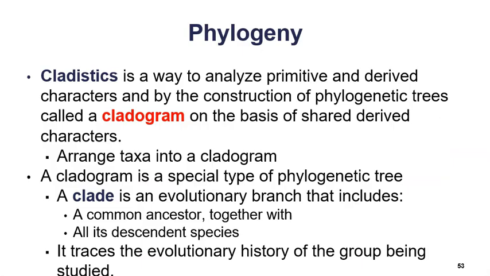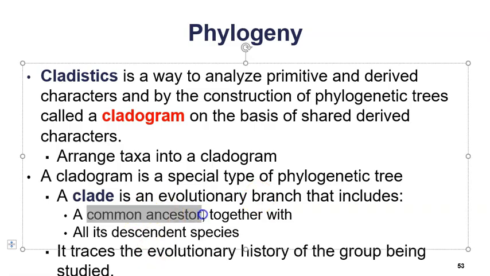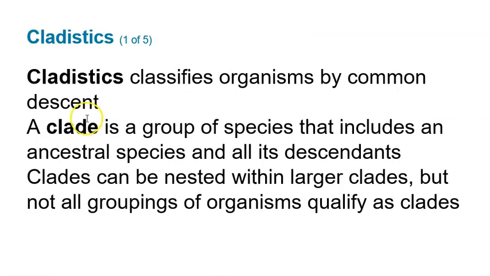So you can rotate them and stuff. Cladistics is a way to analyze primitive and derived characters by the construction of trees, called a cladogram, on the basis of shared derived characteristics. So a cladogram is a special type of phylogenetic tree. Okay. A clade, and I'll show you some pictures here, is an evolutionary branch that includes a common ancestor together with all its descendant species. Again, we're always talking evolutionary history here. So again, it classifies organisms by common descent.